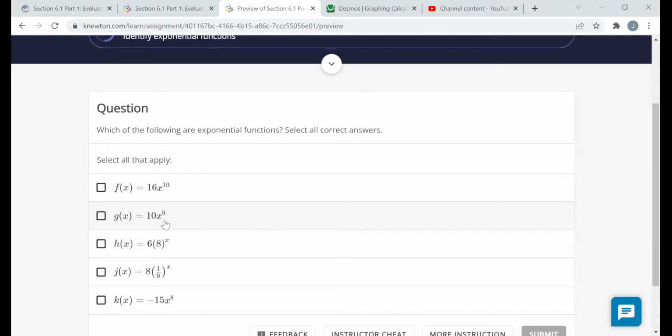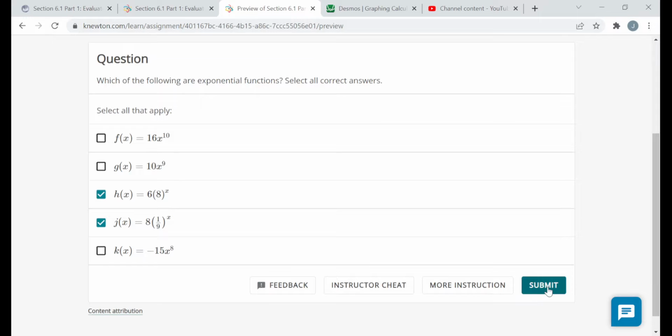Same thing with this one, 10x to the 9th. That's a polynomial again. This is exponential. 6 times a to the x, the base is positive. This is exponential. 8 times 1/9 to the x, the base is positive. And then again, I have a polynomial at the end, x to the 8th. That's another polynomial term here. So there's only just the two exponential functions this time.